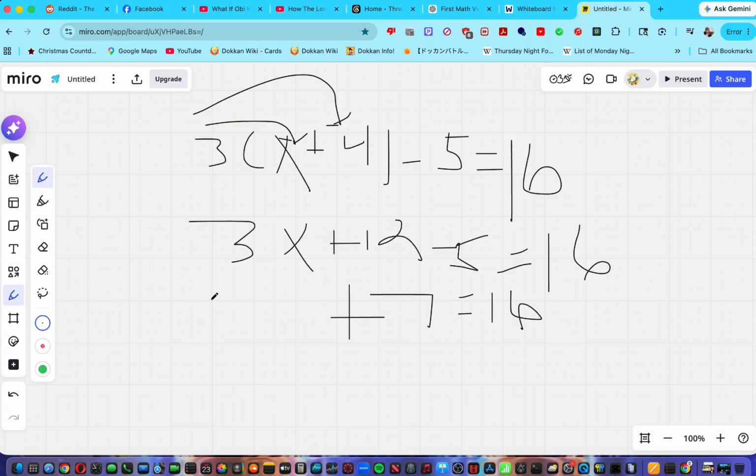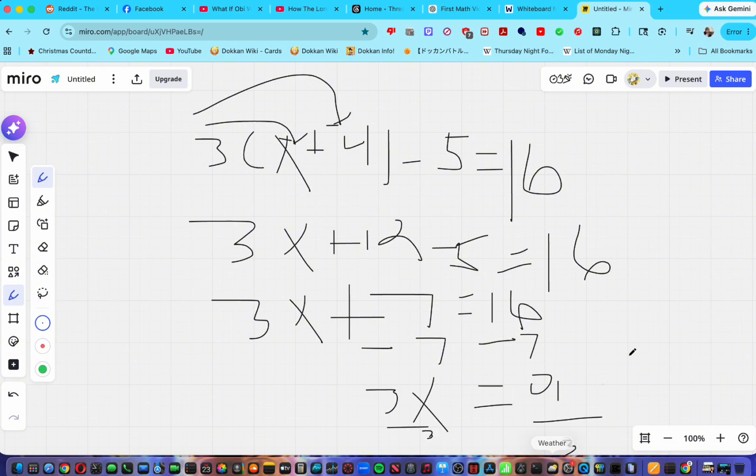And then have this, subtract 7 on both sides: 15, 14, 13, 12, 11, 10, 9 equals 3x. Divide that by 3 and get x equals 3.